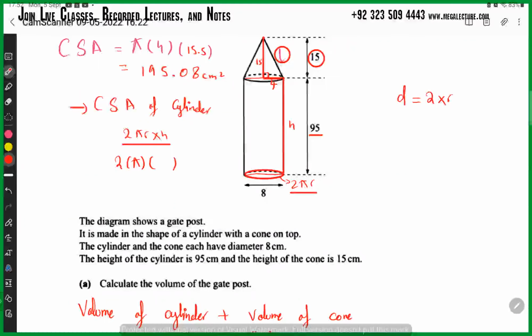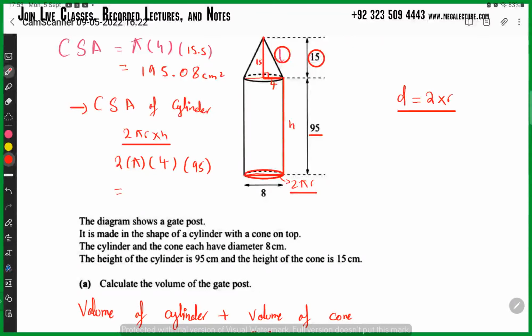What is the radius of the cylinder, Noor? Can you tell me the radius of cylinder? It's 4. The entire diameter is basically 8, right? So we know that the diameter is 2 times the radius, so the radius would be diameter divided by 2. So it would be 4, 8 divided by 2. And what is the height of the cylinder? Yes, 95. Excellent. Very good. That's 95. Okay.